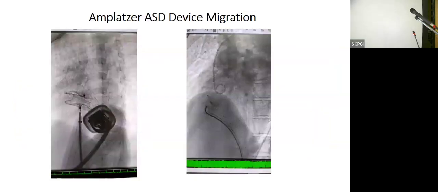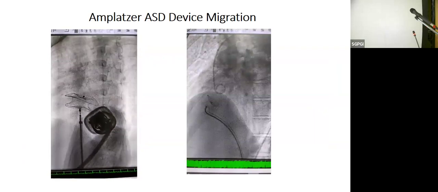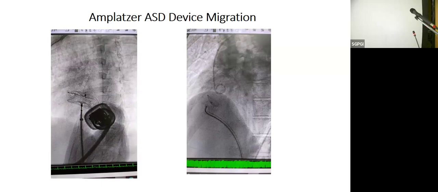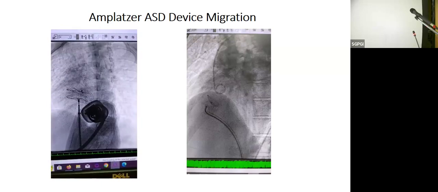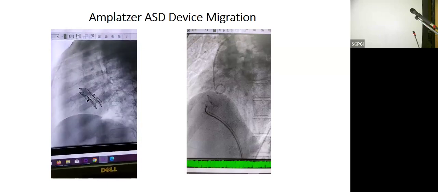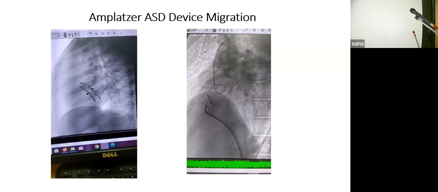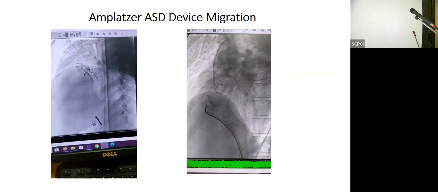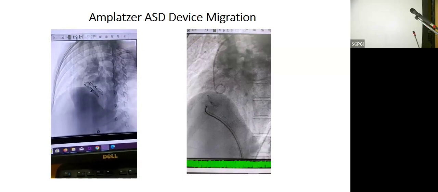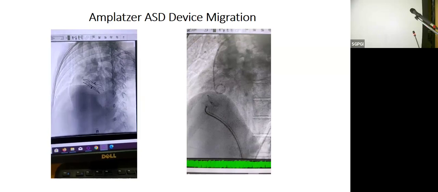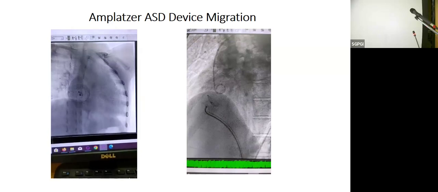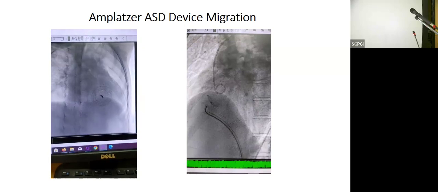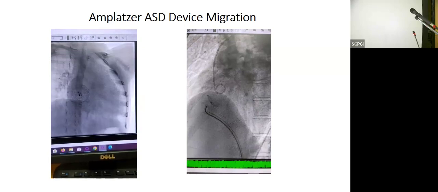So these are some representative angios. So here, Amplatzer's ASD device is getting deployed. Now it is deployed at its correct position. And now we will see it will migrate into the RV. So here is the device. It has migrated.